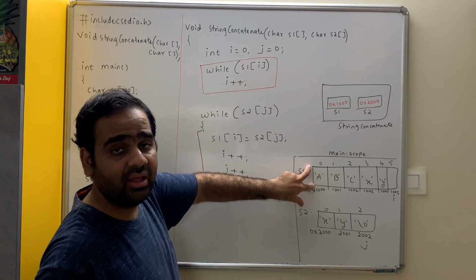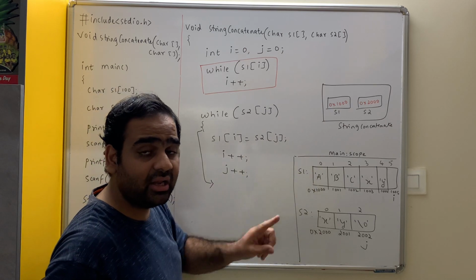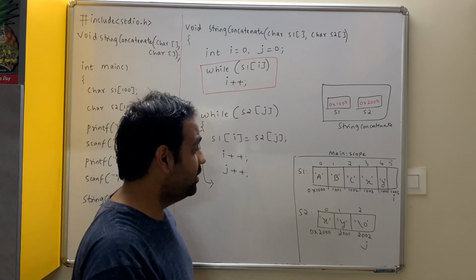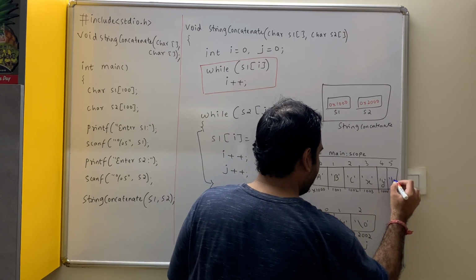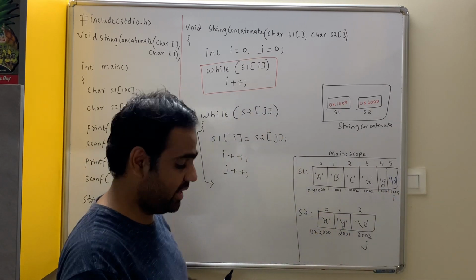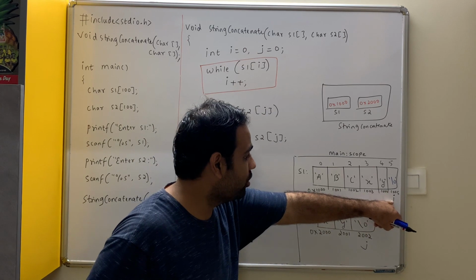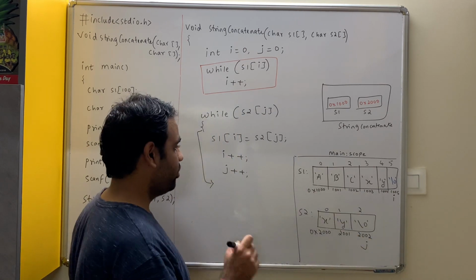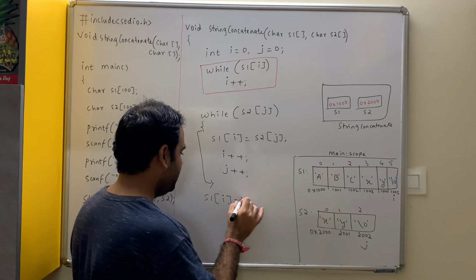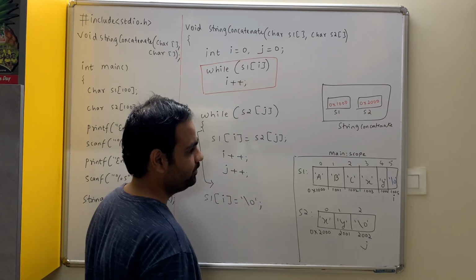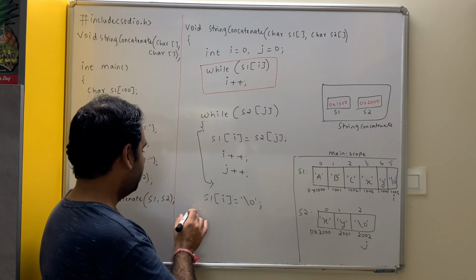This is the point where you come out, and you see that S1 is an array of characters. It is not a string. Now why is it not a string? If it has to become a string, I need to append the null character, and at what index do I want to append the null character? At index I. Therefore I say S1 of I is equal to null character. Is that okay? And we close the function.